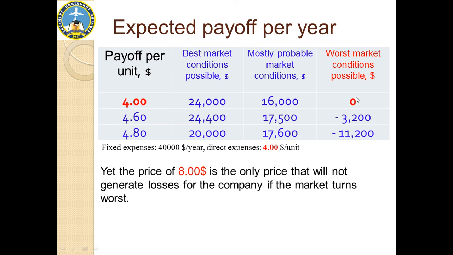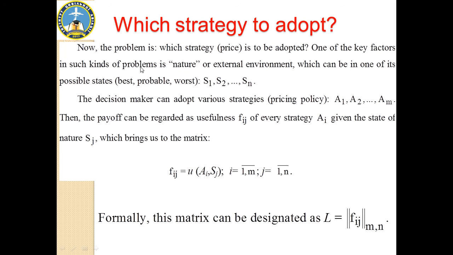So, we actually can analyze different price options and make a decision. How do we do this? So the problem is which strategy, which in our case is the price, is to be adopted. One of the key factors in such kind of problems is nature or external environment, which can be in one of its possible states. For example, in our case, it's best, probable, worst.